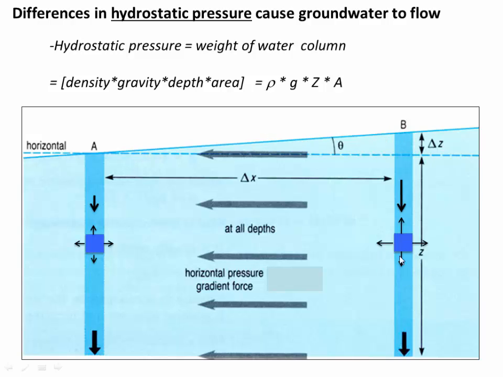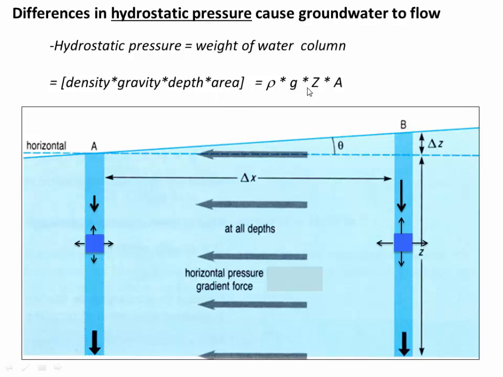and then you imagine what the water beneath that is experiencing. The water beneath either of these points, say point A or point B, is under pressure, and that pressure is called hydrostatic pressure. It comes from the weight of the overlying water column. Literally, this water has weight, and it's exerting it on each parcel of water below it. And so that pressure, or weight, is given by the density of water times gravity times the depth times the area of the water column.